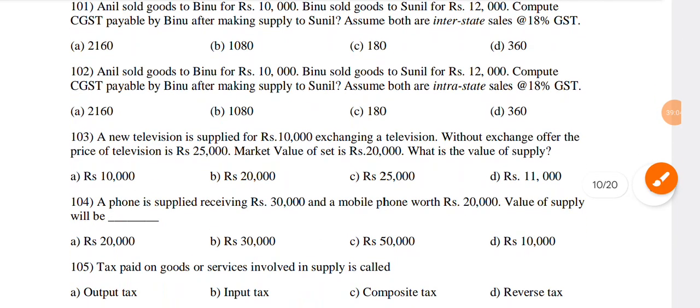Next question, Anil sold goods to Vinu for rupees 10,000. Vinu sold to Sunil for rupees 12,000. Compute CGST payable by Vinu after making supply to Sunil. Assume both are intra-state sales at the rate of 18% GST. The correct option is C.